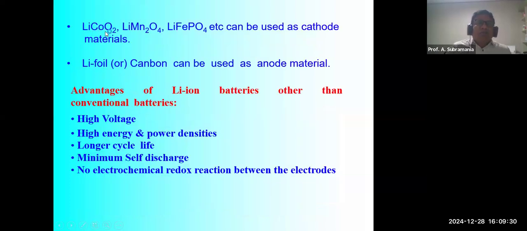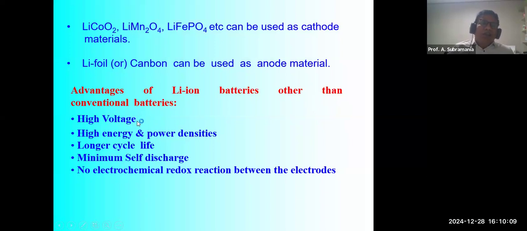Generally, lithium cobaltate, lithium manganate, and lithium iron phosphate can be used as the cathode material in a lithium-ion battery or lithium battery. Both use the same cathode materials. But if we prepare these materials in nano form, like nanoparticles, we can increase the efficiency of the battery and the lifetime of the battery. The advantages of lithium-ion batteries over the other conventional batteries are given here.